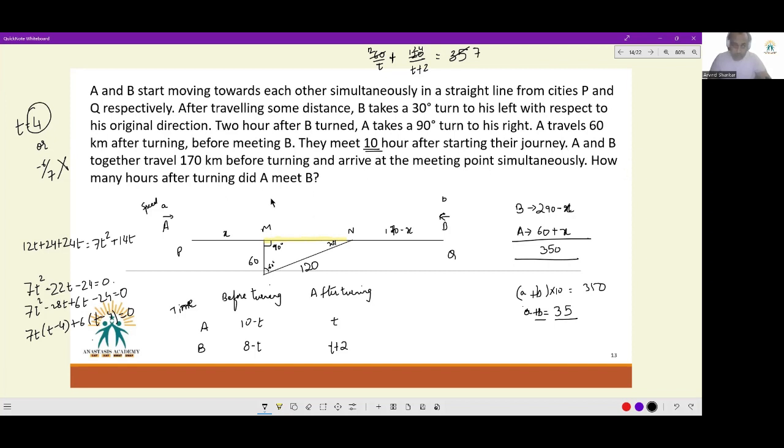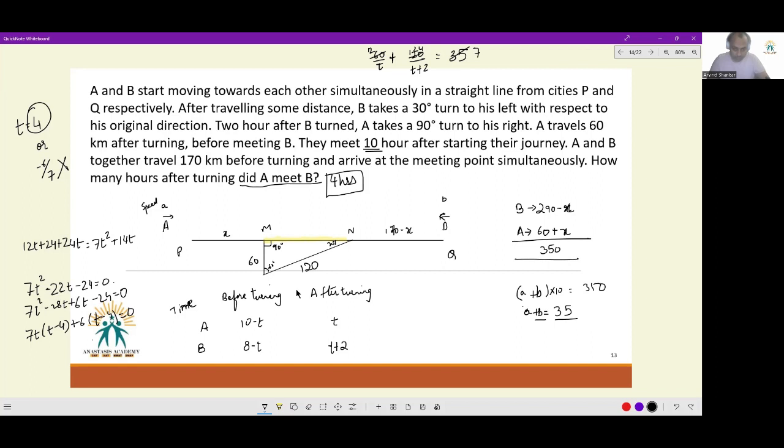In how many hours after turning did A and B meet? After turning of A, 4 hours have elapsed, and then A and B end up meeting. Together they have traveled in 10 hours 350 kilometers, which gives us the sum of the speeds is 35.